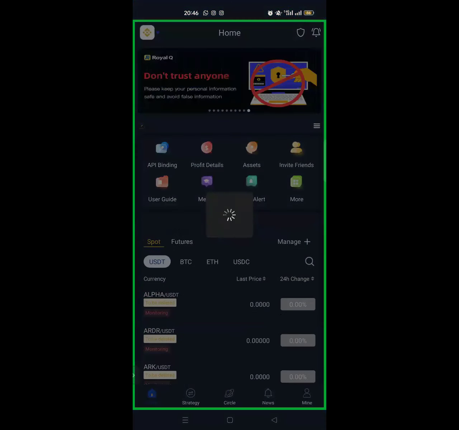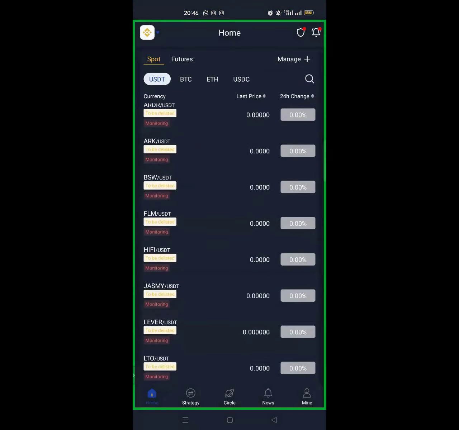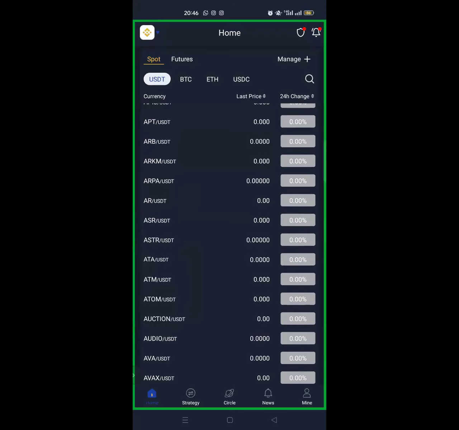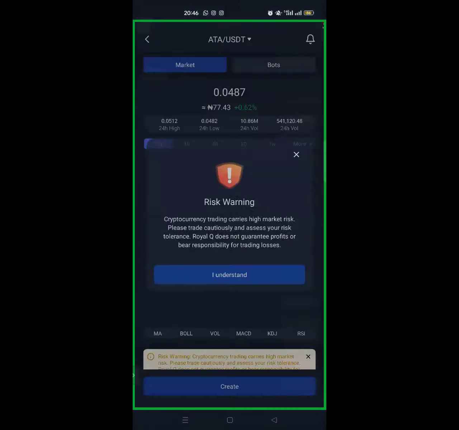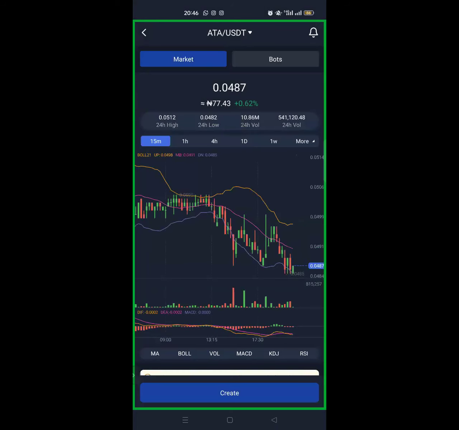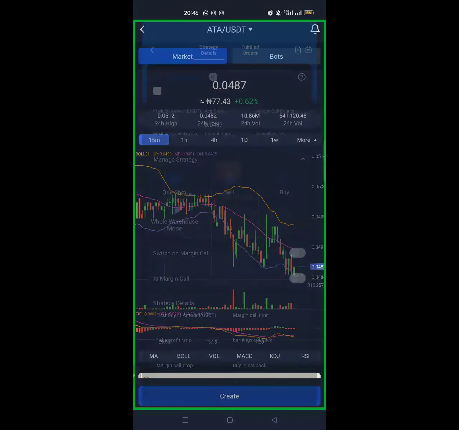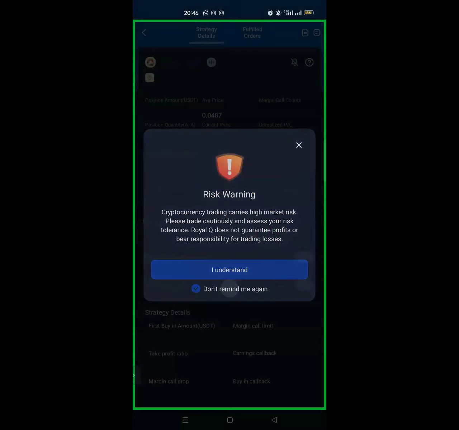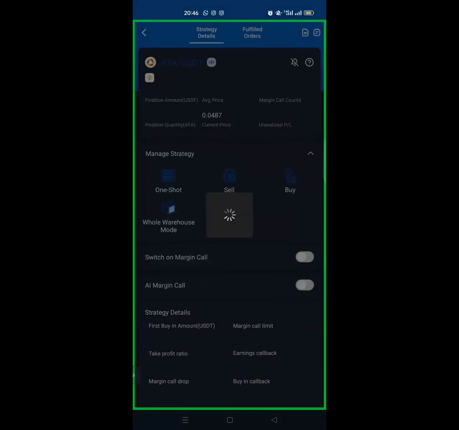Okay, so I'm launching my Royalq app, which I believe every one of us here on the Zoom has. So I'm just going to use any coin. Doesn't matter the coin. I'm just explaining a particular function that is in all trade settings. Great.